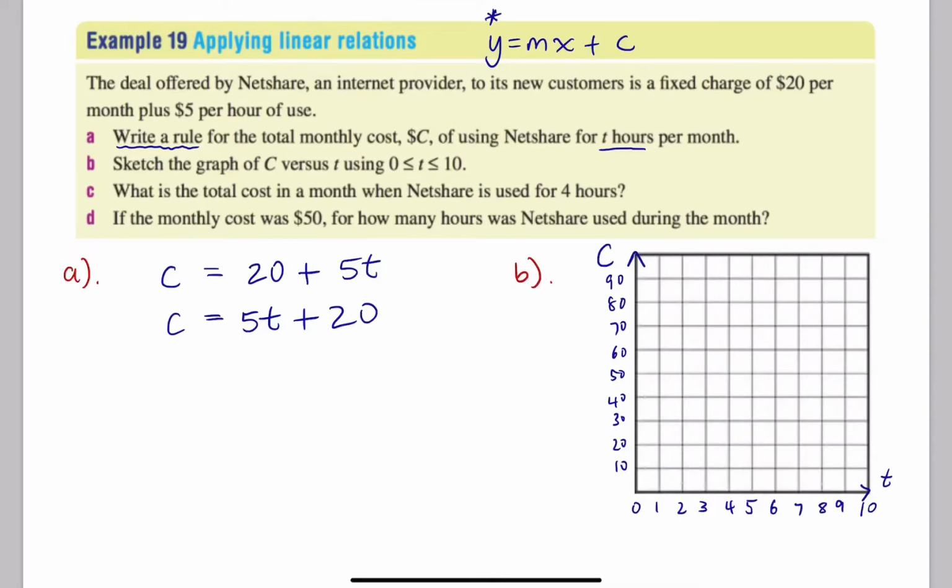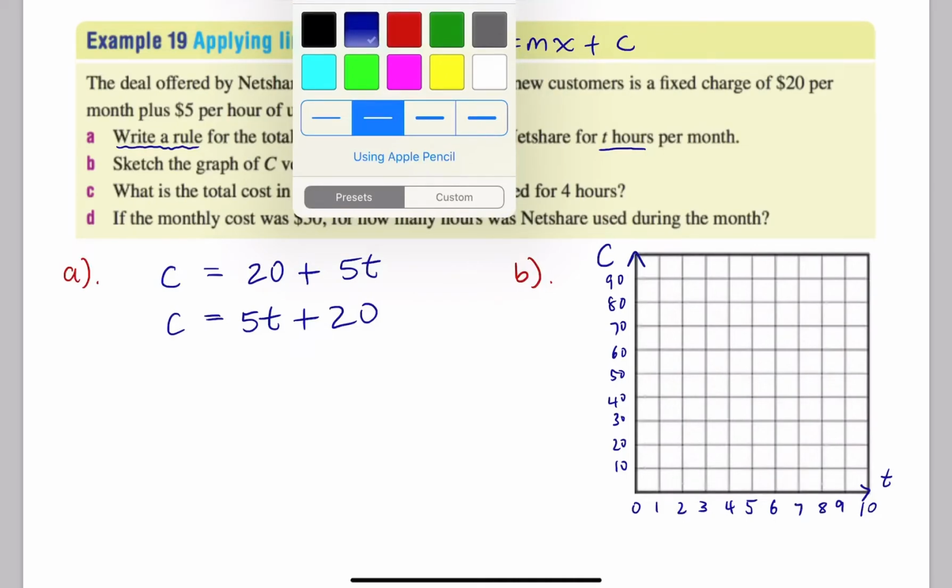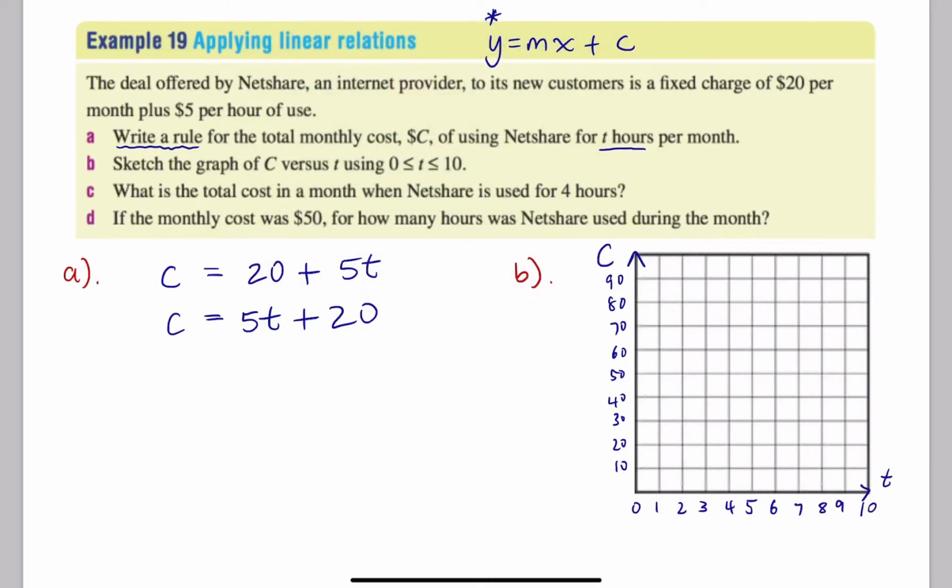Okay, so now if we have a look at this here, we do the graph. So remember, how do you sketch? Well, we sketch by first finding the y-intercept, that's 20. So we sketch by drawing a line at 20. And then we look at our gradient. So y-intercept, or C, is 20. Gradient is equal to 5 over 1. So 5 is the rise, and 1 is the run.